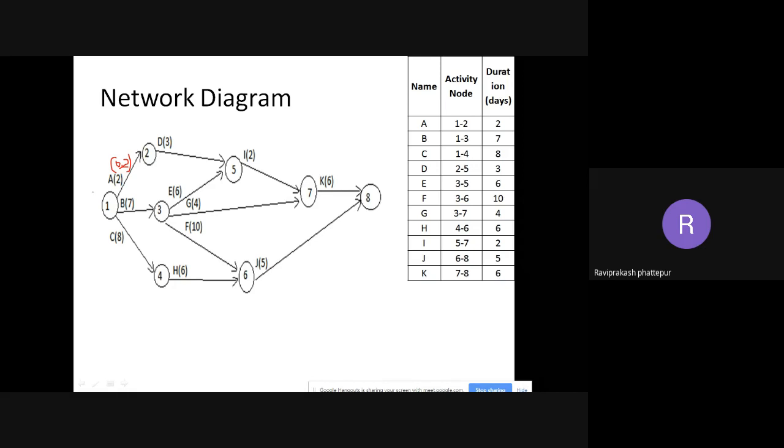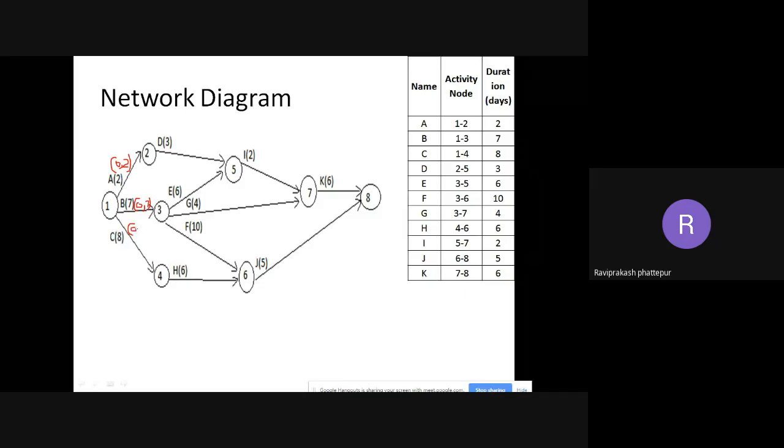Now B, 7. B again will start at 0 only, because it is starting at node 1. So 0 comma 7. This is my forward pass again, 0 comma 7. For C it will be 0 comma 8. So these are my forward pass values, the start and end for the first three activities, A, B, and C. Next is D. If you see D, at what time does it start?